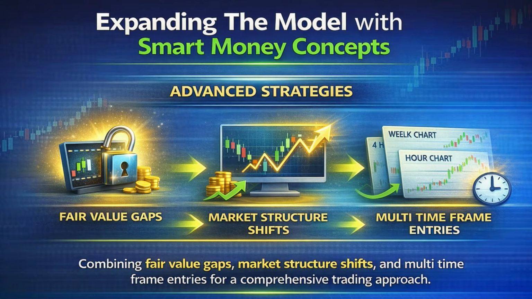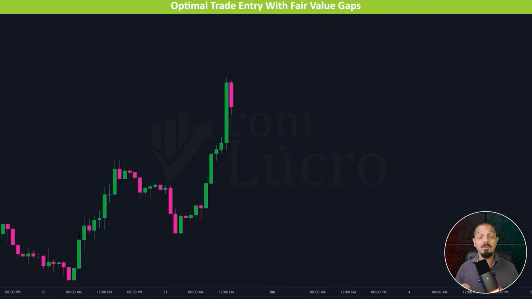Now, this was the core version of the model. We have expanded it further by combining it with multiple smart money concepts, including fair value gaps, market structure shifts, and multi-time frame entries, which we will explain next. We begin with the first type of entry by combining the optimal trade entry model with fair value gaps. Here we have a well-defined uptrend. Our objective is to wait for a pullback and enter a long position at a more favorable price.